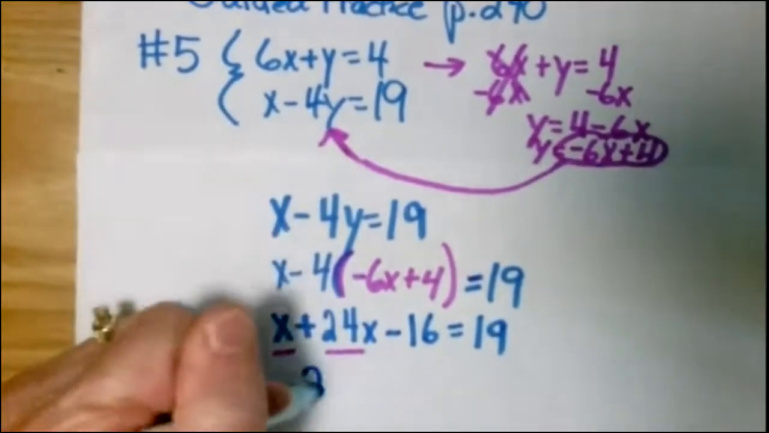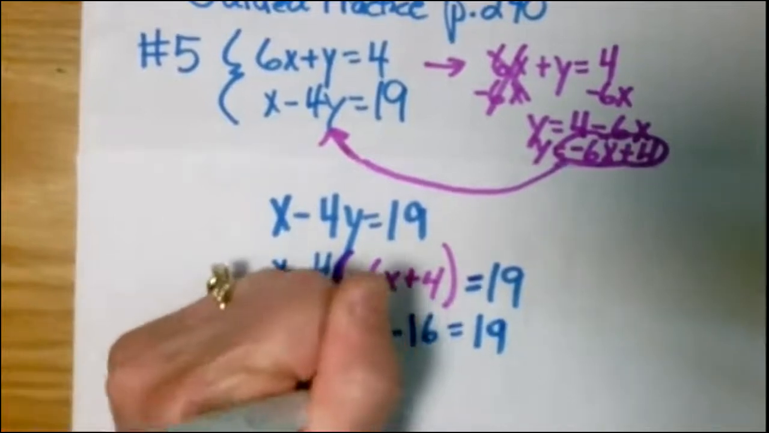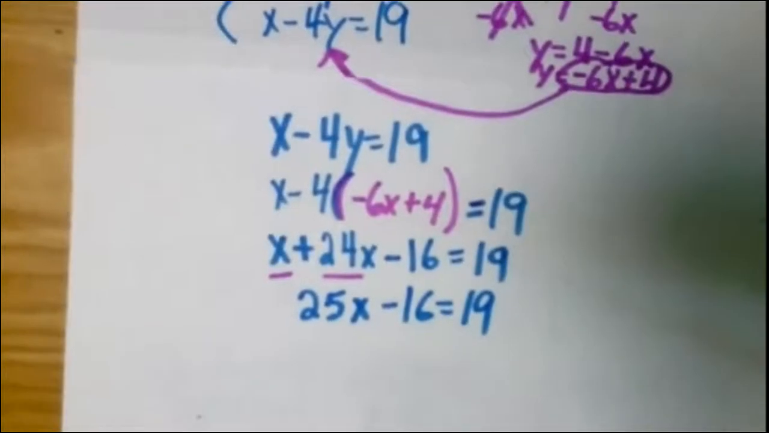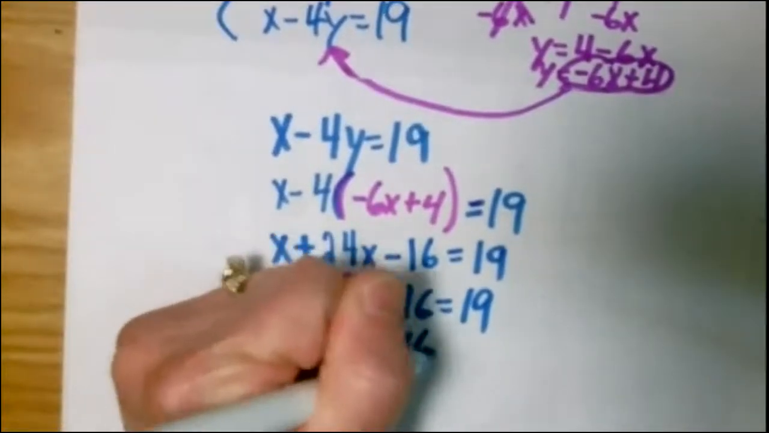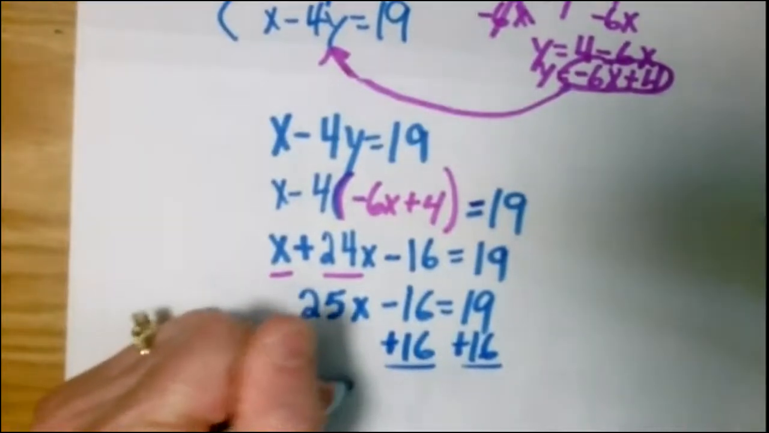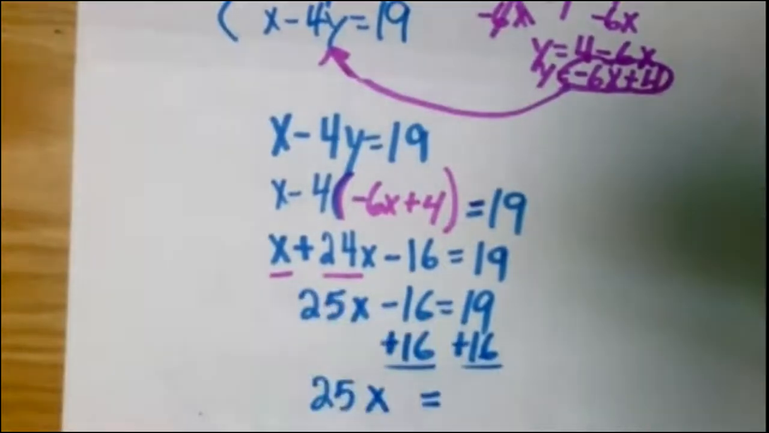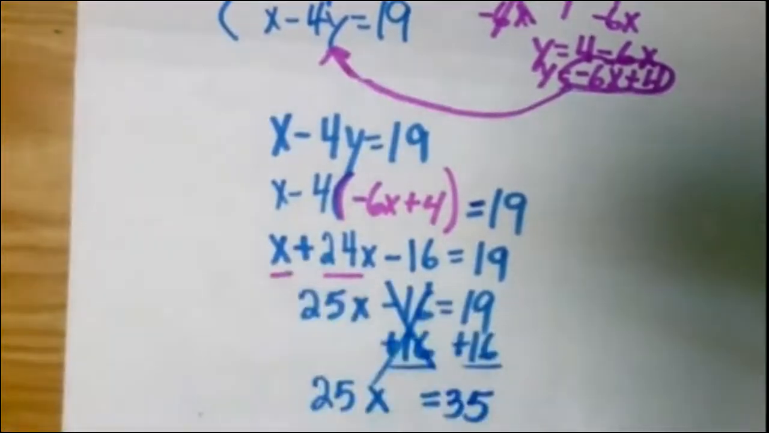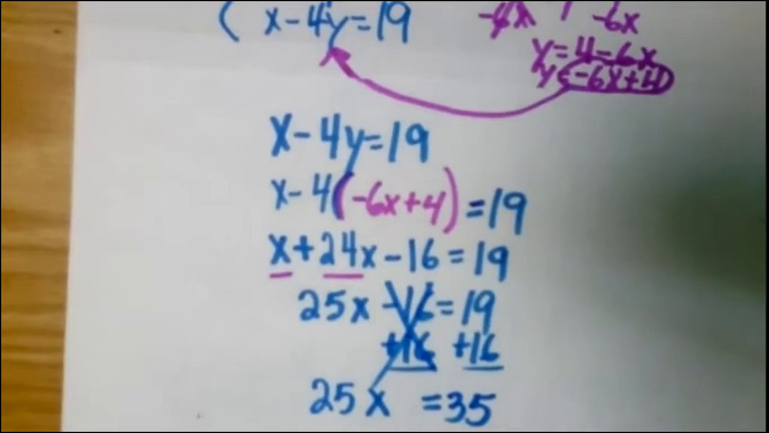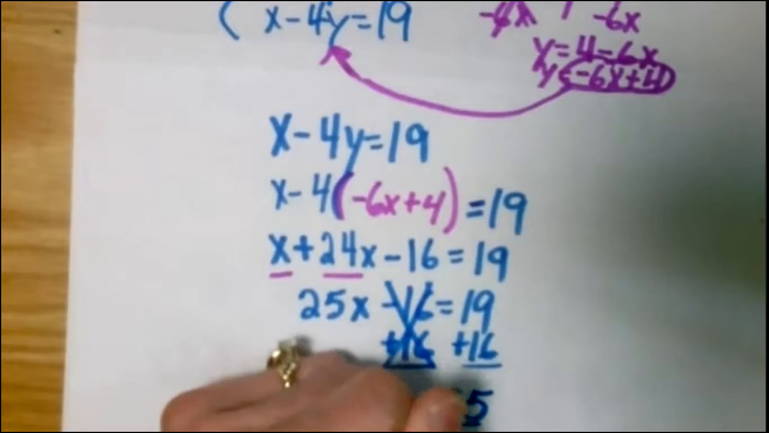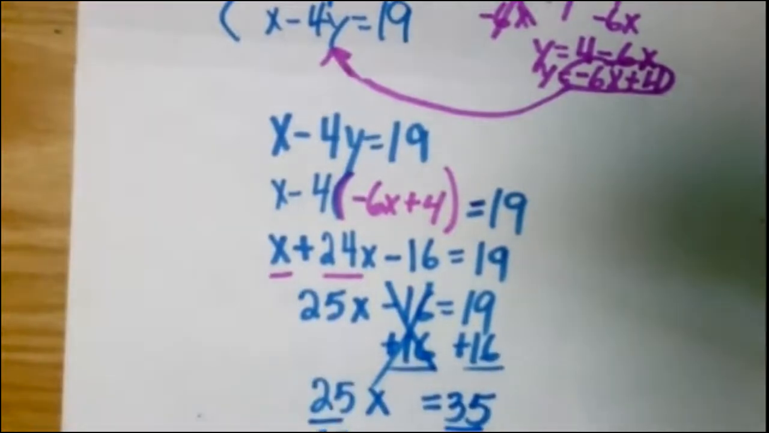So that's 25x minus 16 equals 19. I'm going to add 16 to both sides. Don't lose me now. 25x is equal to, these cross off, 19 plus 16, 35. And then I'm going to divide by 25 to both sides.